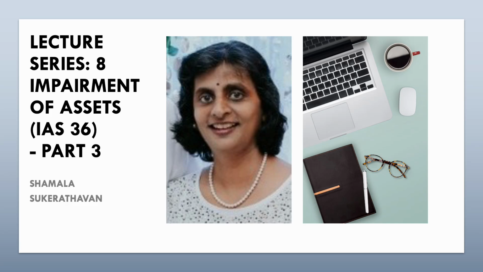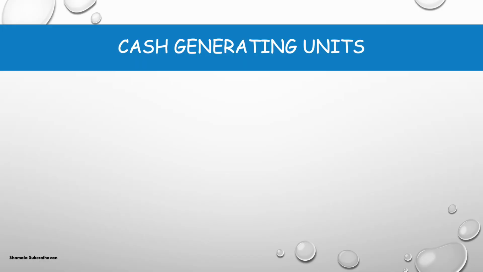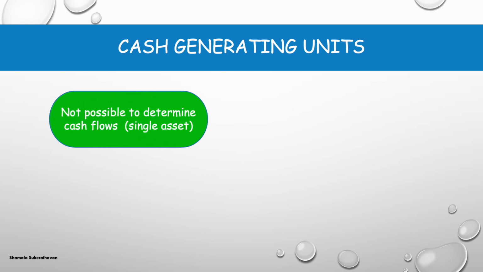Hello there! The final part of this lecture series on IAS 36, Impairment of Assets, looks at cash-generating units and reversal of impairment loss. It is not always possible to identify cash flows relating to particular assets. For example, a factory production line is made up of many individual machines, but the revenues are earned by the production line as a whole.